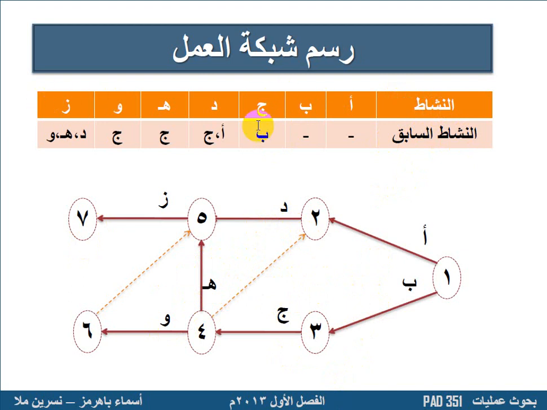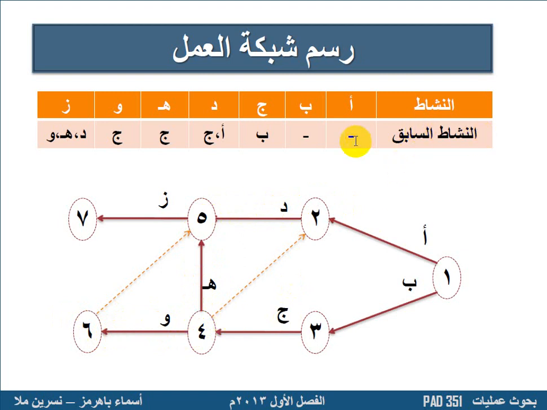Here the activities are the names of the arrows. A is the first arrow, B is the second arrow, C is the third arrow, D is the fourth arrow, E is the fifth arrow, and F is the sixth arrow, as you can see right in front of you.